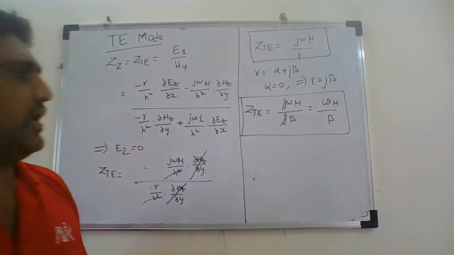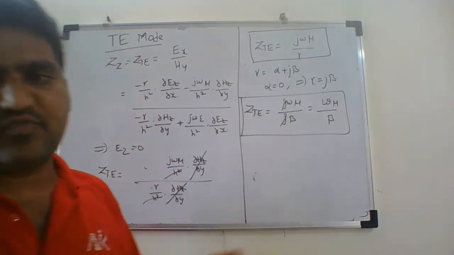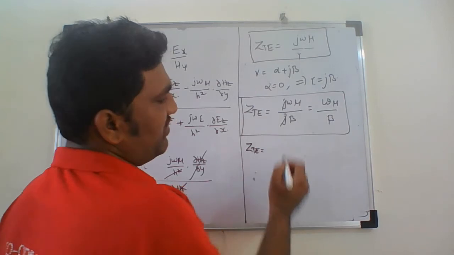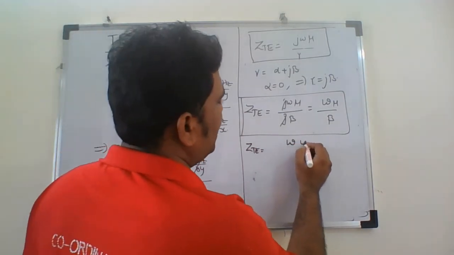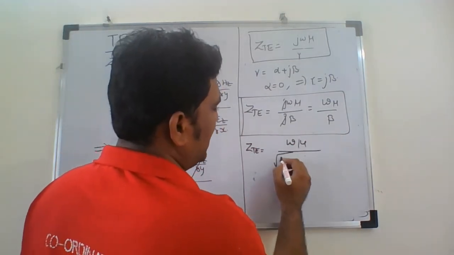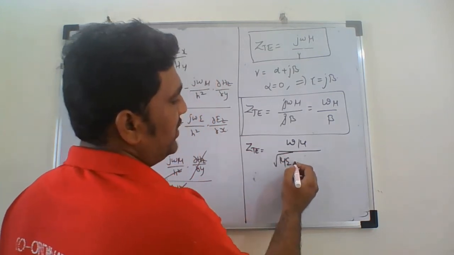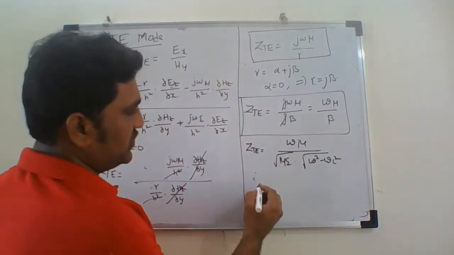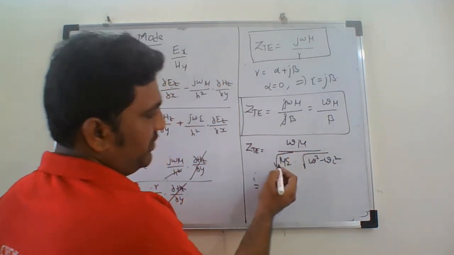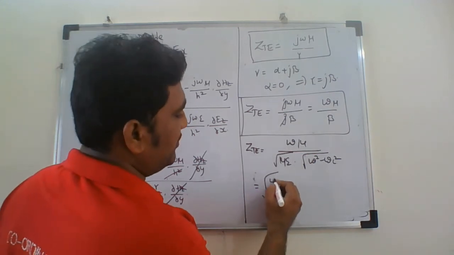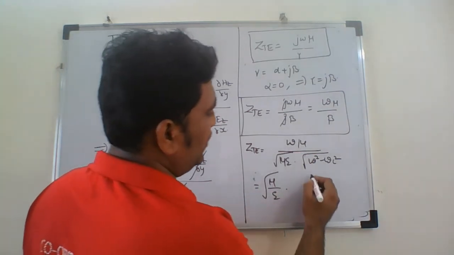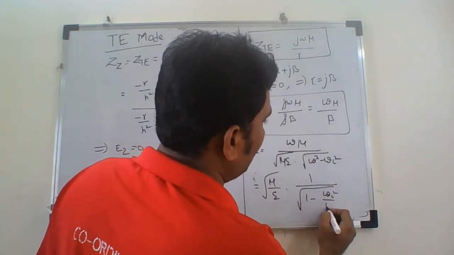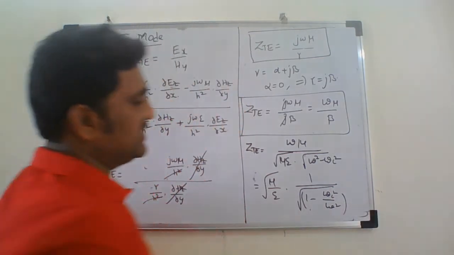Now from this again, as we did last time also, we can do this further. So Zt is equal to, substitute the value of beta. Omega mu divided by beta is nothing but root of mu epsilon into root of omega square minus omega c square. So the mu divided by root mu will become root of mu by epsilon into 1 by root of 1 minus omega c square by omega square. So this is the expression.